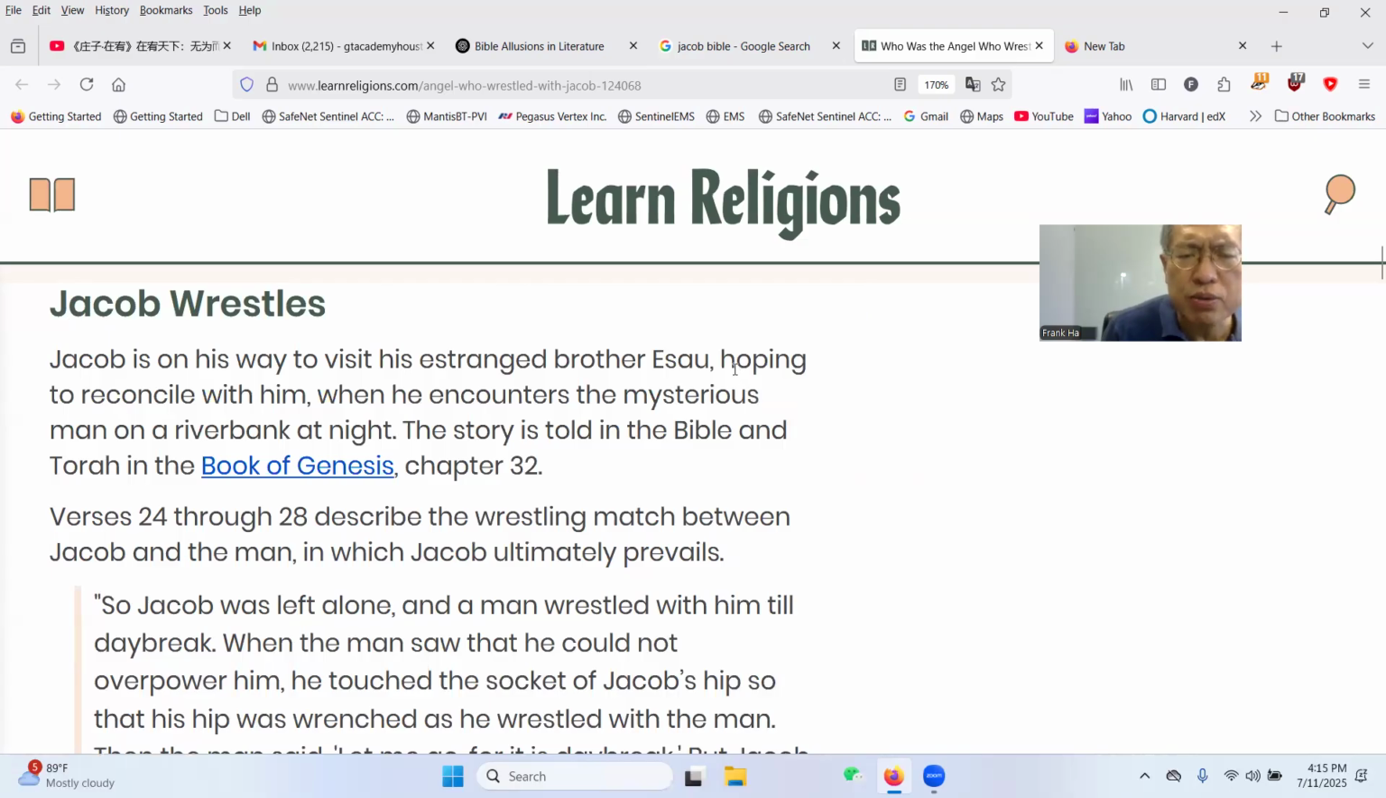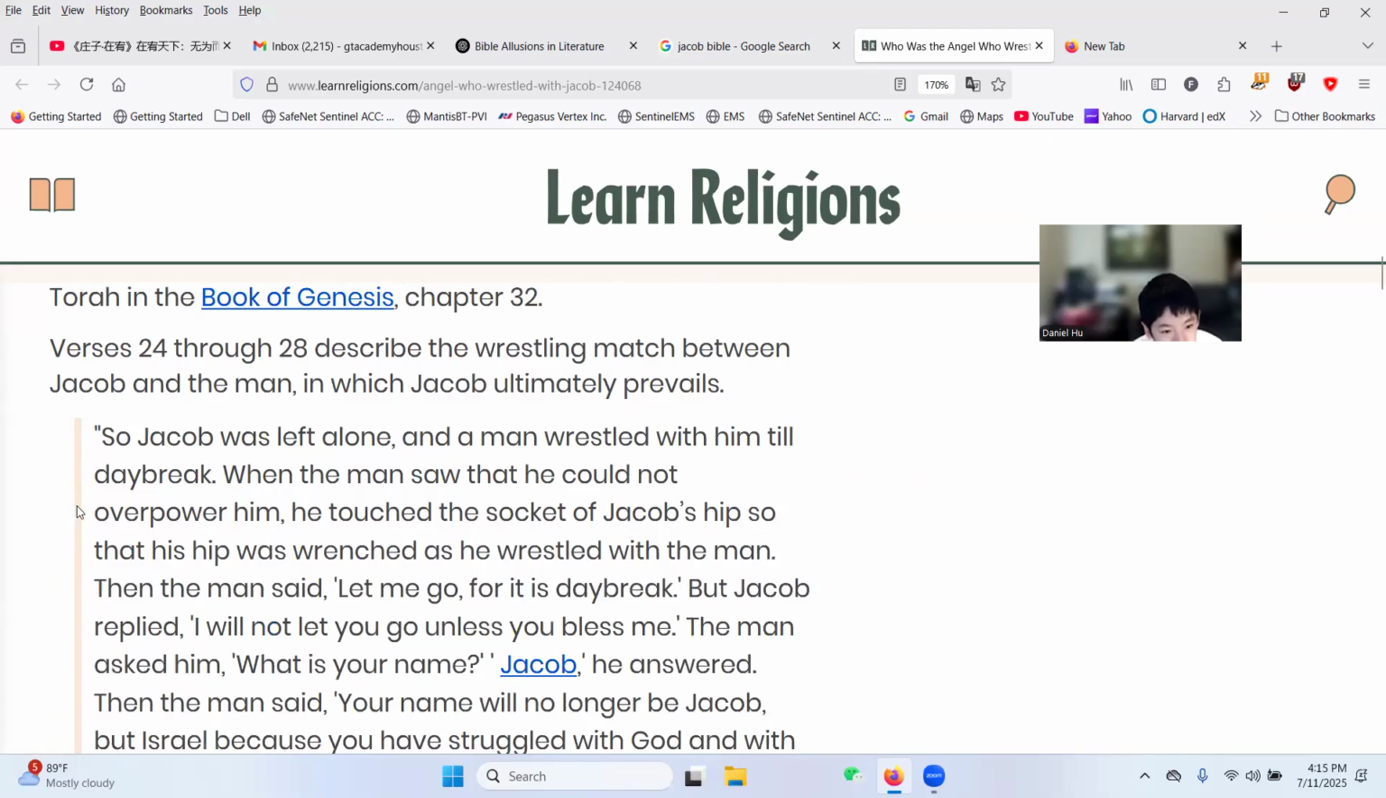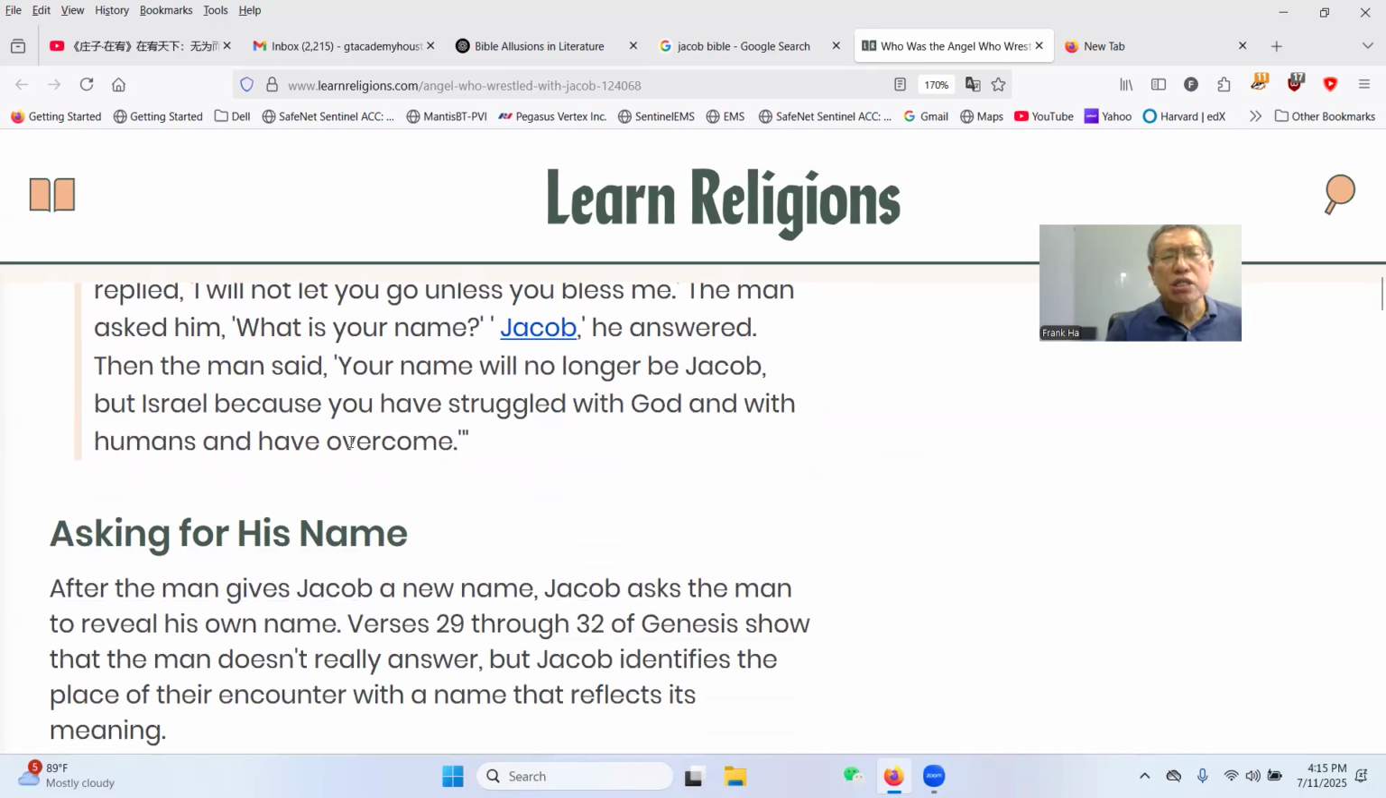No, you read it, Daniel. Go. Okay. Where he encounters the mysterious man on a riverbank at night. The story is told in the Bible and Torah in the book of Genesis, chapter 32. Verses 24 to 28 describe the wrestling match between Jacob and the man, in which Jacob ultimately prevailed. Jacob beat the man who is God's messenger.